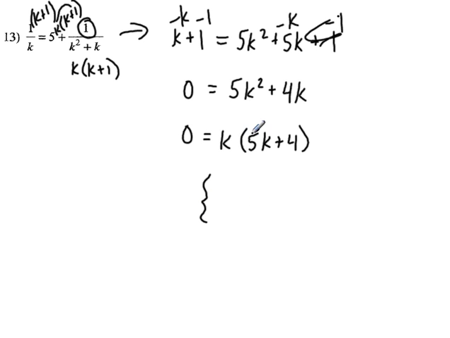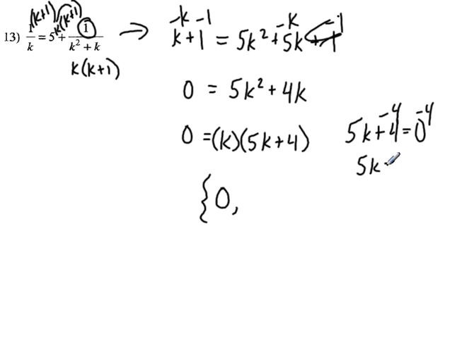The first one simply states that k equals 0, because I said k equals 0. Think of that in parentheses. The other one would be 5k plus 4. I need to set that equal to 0 also. Subtract 4 from both sides. I get 5k equals negative 4. Divide by 5. And I get my other answer is negative 4/5.